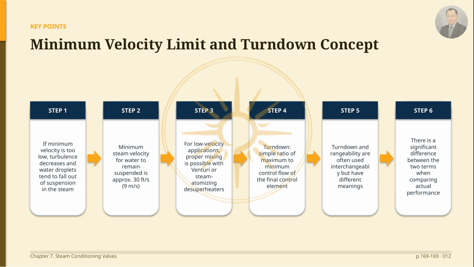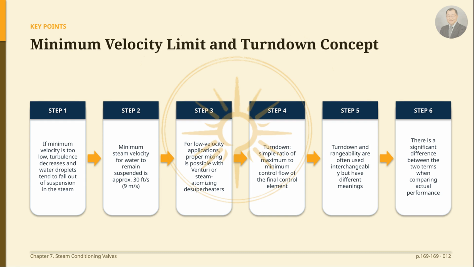I would like to introduce the minimum velocity limit and the often misunderstood concept of turndown. If the minimum velocity is too low, turbulence is reduced, and water droplets tend to fall out of suspension in the steam. As a rule, the minimum steam velocity at which water can remain suspended is approximately 30 feet per second, or 9 meters per second. For applications with lower velocities, proper mixing can be achieved using desuperheaters that provide a venturi or atomizing steam.